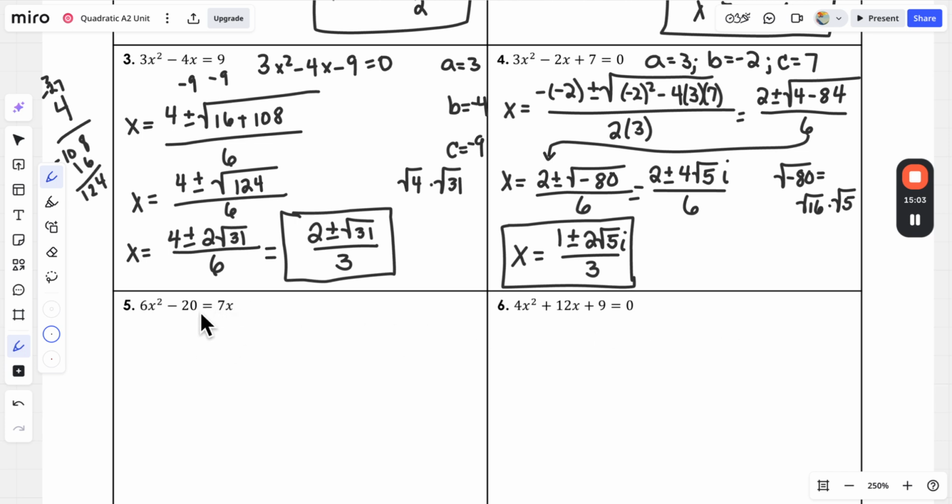On the next problem, it is not in standard form, so start out by putting it in standard form, and the variable should be in decreasing power. Pause the video and try again now.